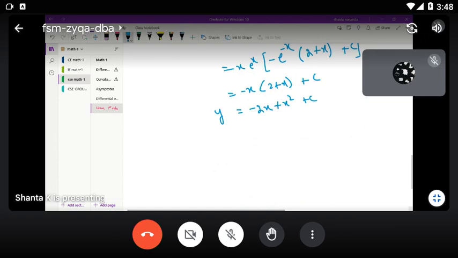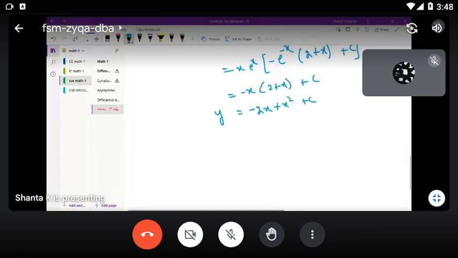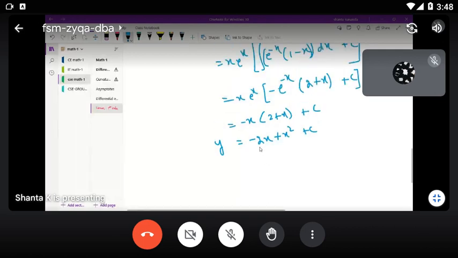So y will be this much. Somewhere e power x will be there. Okay, we are multiplying e power x. So here also x, e power x, x, e power x. Okay.